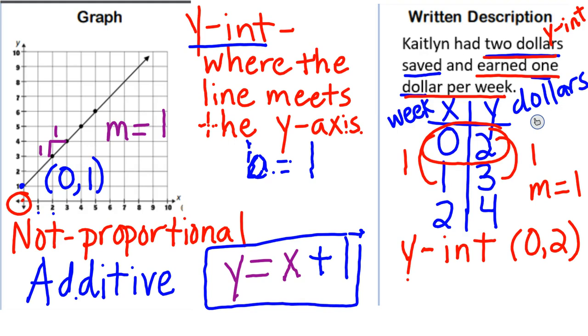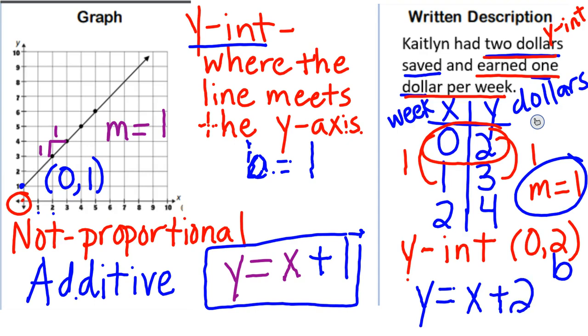And for our formula, or our equation, we use that second number. We're looking at the place where it hits the y-axis. What number is it hitting the y? So when I go to write my equation, it's going to be y equals, okay, my slope is 1, so I'm just going to enter in 1. For x, just leave x by itself, and then I'm going to add 2. 2 is our starting point. It's the amount of money that she started with.